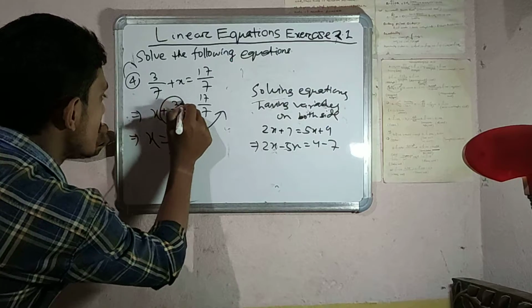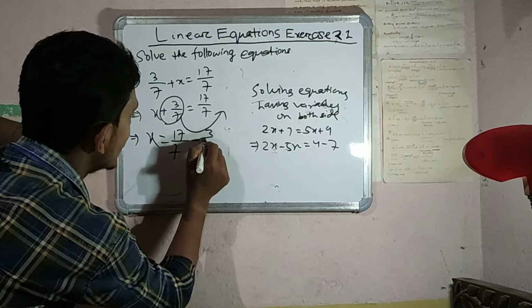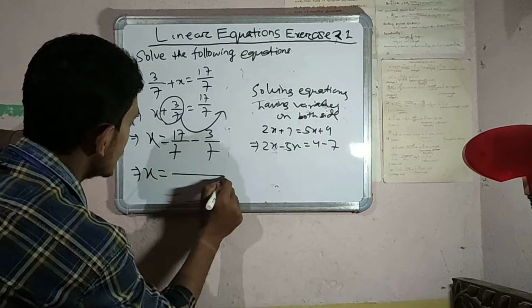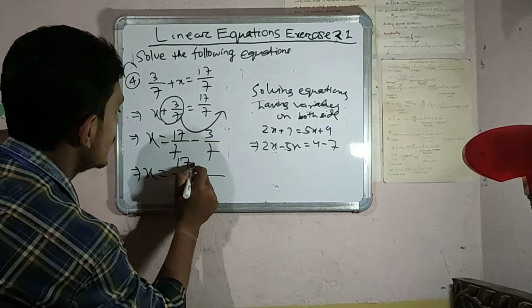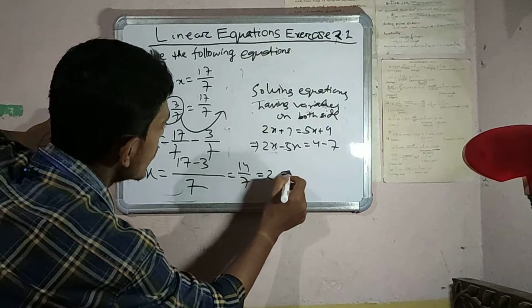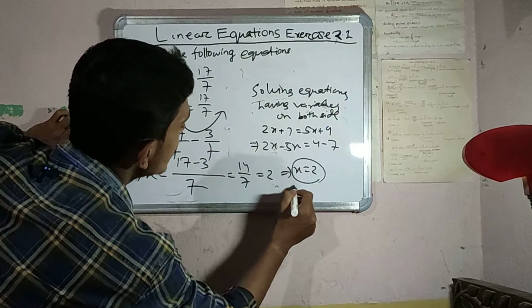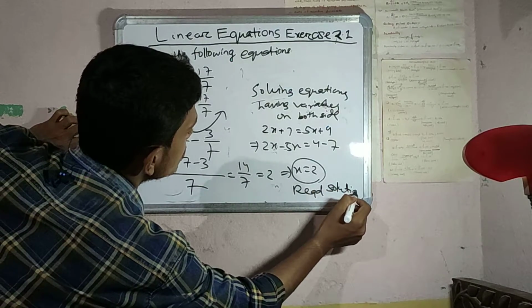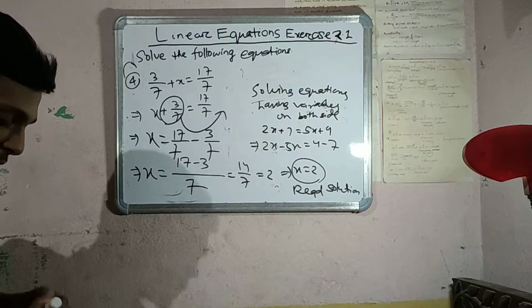3 by 7 is plus, so it becomes minus. Okay, so x is equal to, LCM is 7, 17 minus 3, that is 14 upon 7, that is 2. So x is equal to 2. That is the required solution.